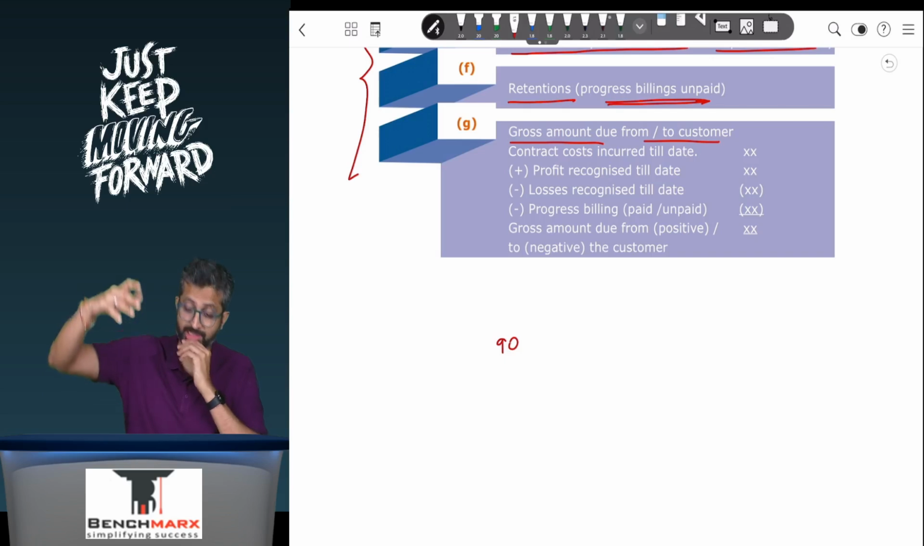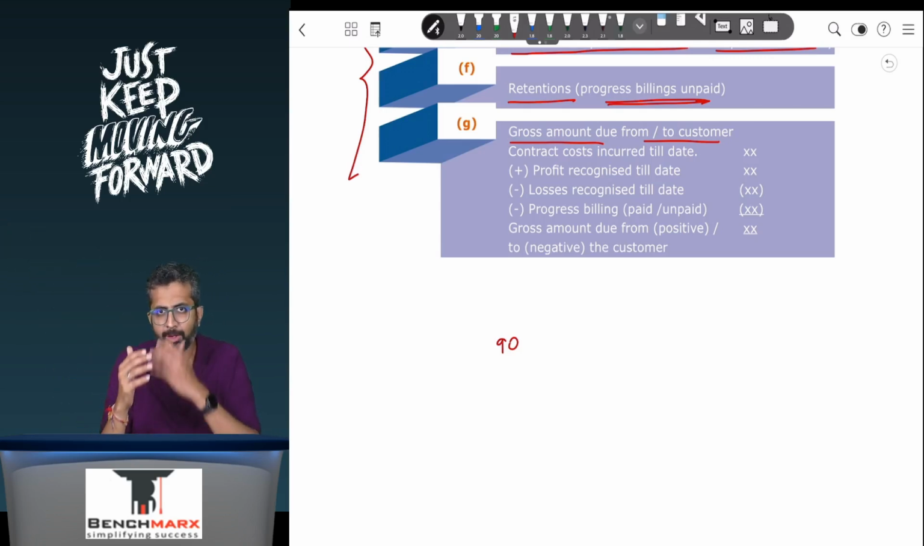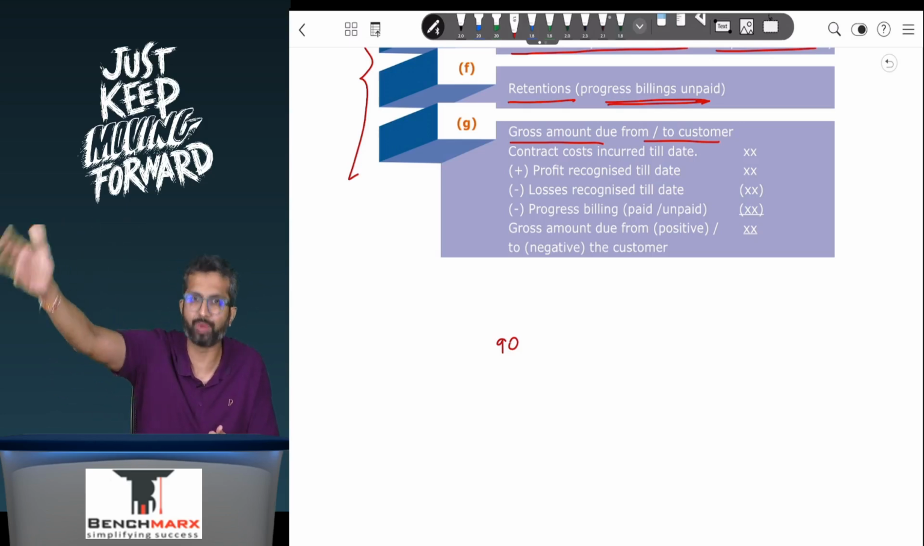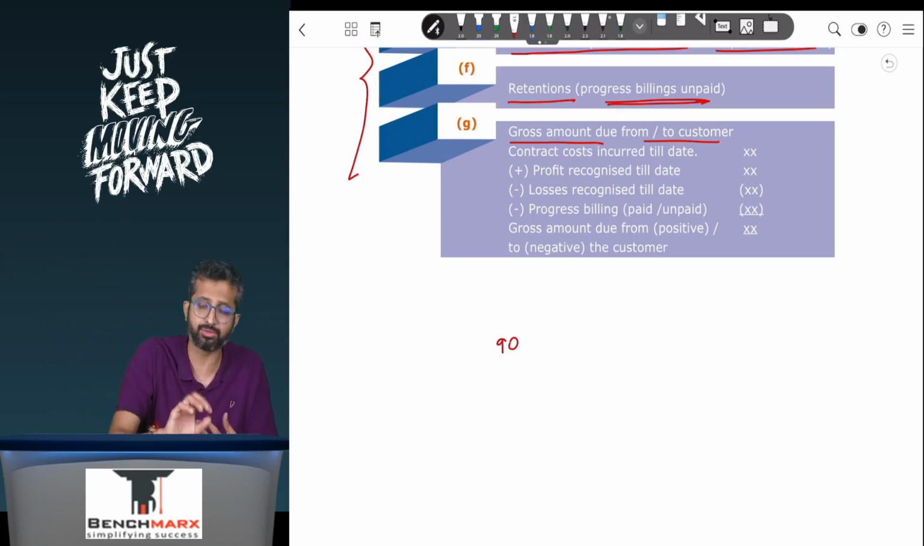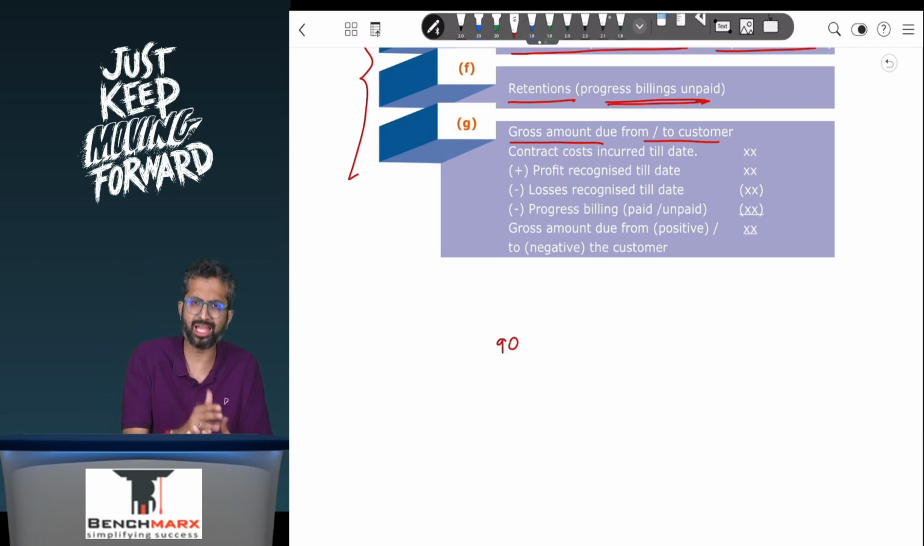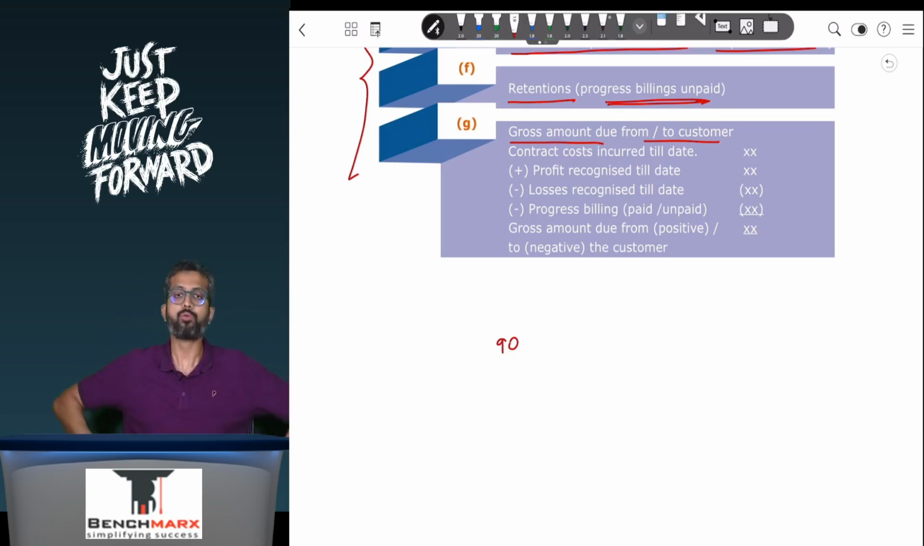However, I have raised the bill. Now this 90 is based on the stage of completion. I have raised a bill of 150 rupees. That means for work worth 90 which is done, I have raised a bill of 150. That means 60 rupees that I have received is additional advance that I have already received from the customer. Or if I have done a billing of only 40 rupees, then 90 minus 40 is money that is yet to be received from the customer.